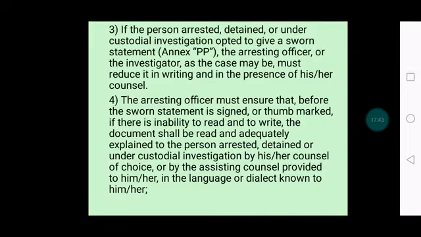If the person arrested, detained, or under custodial investigation opted to give a sworn statement, the arresting officer or the investigator, as the case may be, must produce it in writing and in the presence of his or her counsel. The arresting officer must ensure that, before the sworn statement is signed or thumb marked, if there is inability to read and to write, the document shall be read and adequately explained to the person arrested, detained, or under custodial investigation by his or her counsel of choice, or by the assisting counsel provided to him or her in the language or dialect known to him or her.